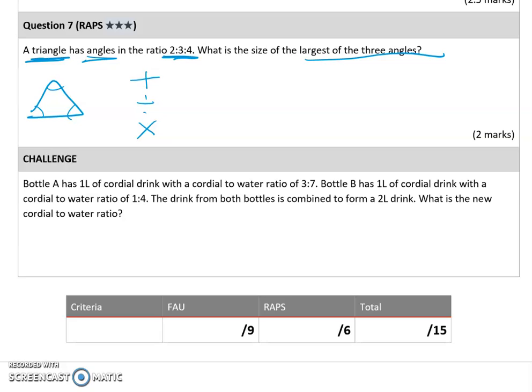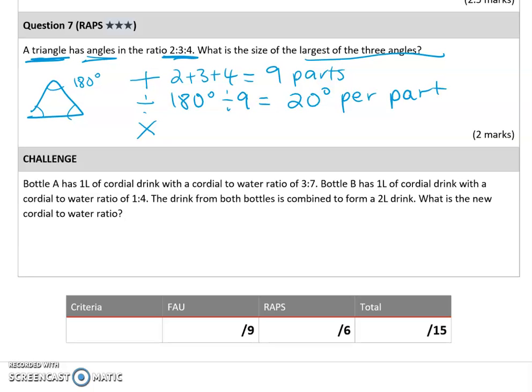How many degrees do we need to share? We've got these 3 angles adding to equal 180 degrees. So we add the ratio parts, 2 plus 3 plus 4. There are 9 parts in total that need to be shared. We've got a division. We've got a total of 180 degrees to share into these 9 parts. That is 20 degrees per part.